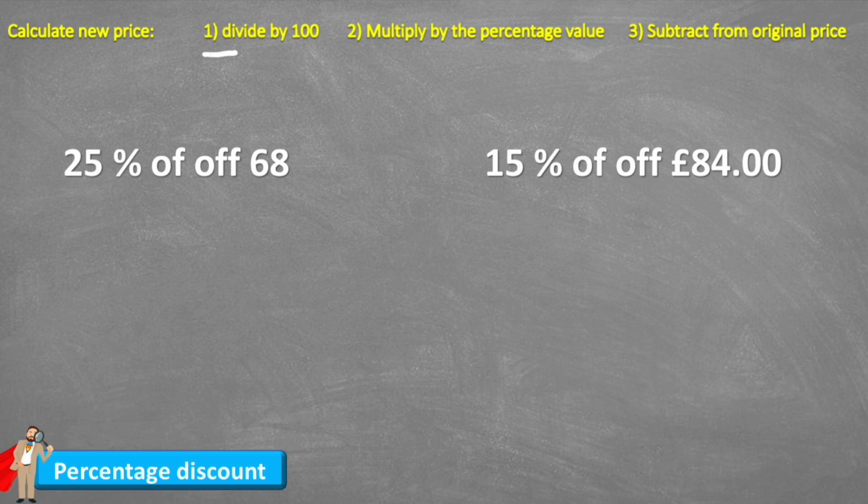Step 1 says divide by 100. Step 2 says multiply by the percentage value. And then we're going to subtract from the original price. So let's have a look at what that looks like and what that means with question 1.